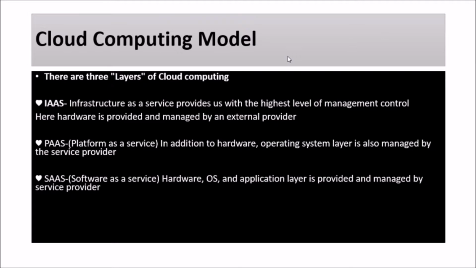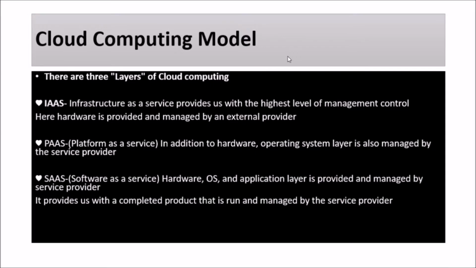Okay, then we have software as a service, which is also called SaaS. So hardware, operating system and application layer are provided and managed by the service provider. It provides us with a complete product that is run and managed by the service provider. An example of it can be email services or WhatsApp. Like, we don't have to care about who is managing the server or operating system or storage. We only have to take care of how to use the service.